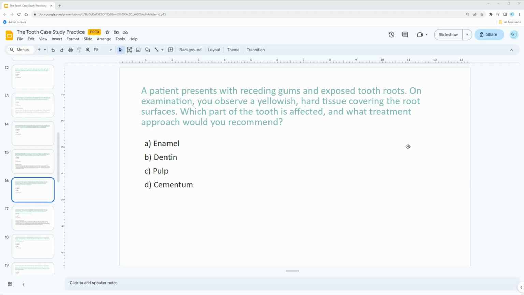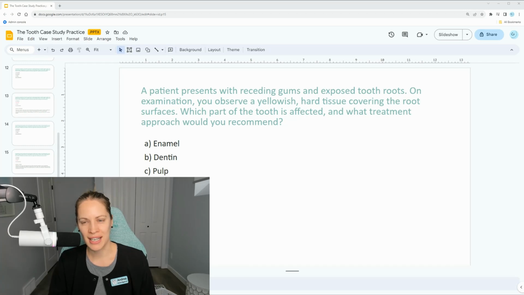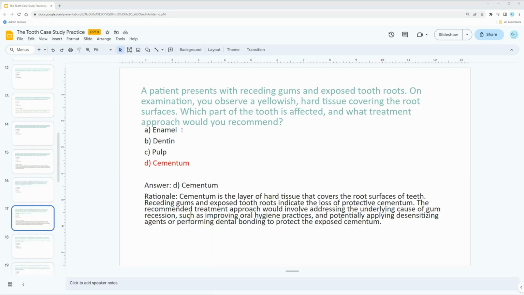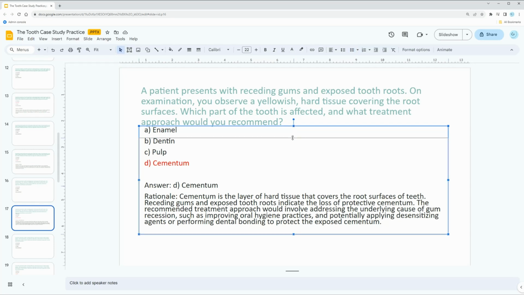Receding gums. When that happens, there's exposed root surfaces. What is that? Okay, the root is always covered by what? Okay, this is the yellow part of the hard tissue covering the root surface. And then you have to think, well, how would we fix that? So since you guys probably saw the answer, I'm just going to go right into it here. So the answer is cementum. This is what's always covering the root surface.